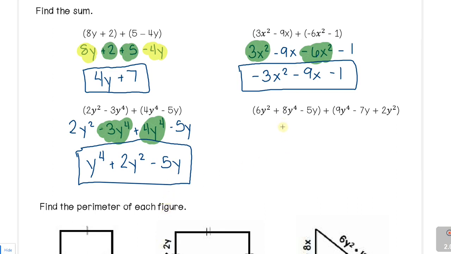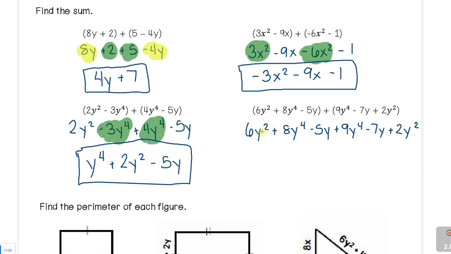The next one I want you to try yourself. Pause the video, then come back to check your work. Okay, let's check it. So when we add these two trinomials, we're just going to drop the parentheses and rewrite each one as is.